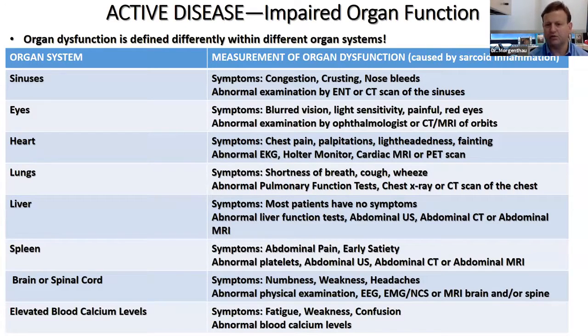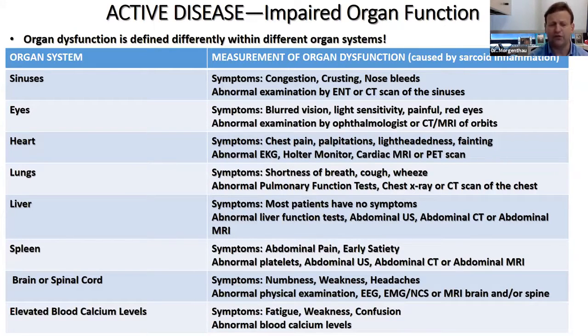The liver, we can look at blood tests. We can also look at imaging tests to assess. Same is true of the spleen. When it comes to neurologic sarcoidosis, symptoms are a must. Patients must also have an abnormal physical exam, and all of the symptoms and the abnormal physical exam are supported by imaging. The gold standard, again, is MRI of the brain or spine.